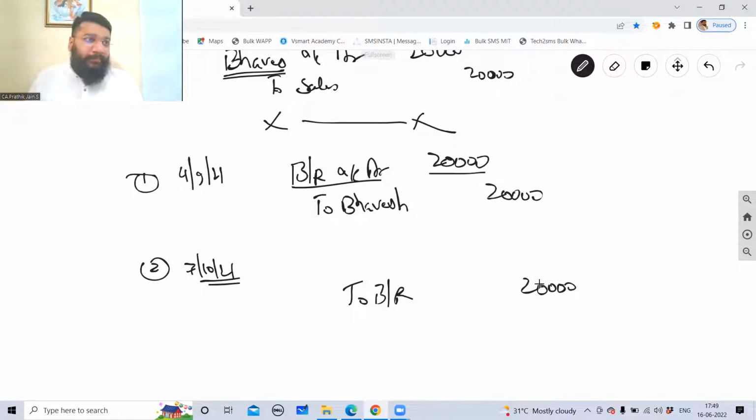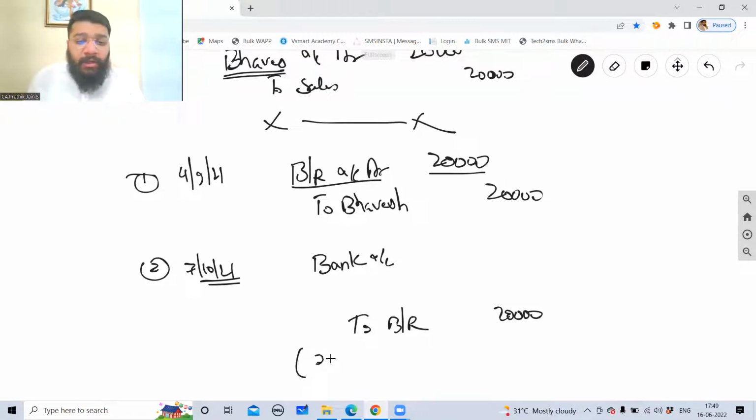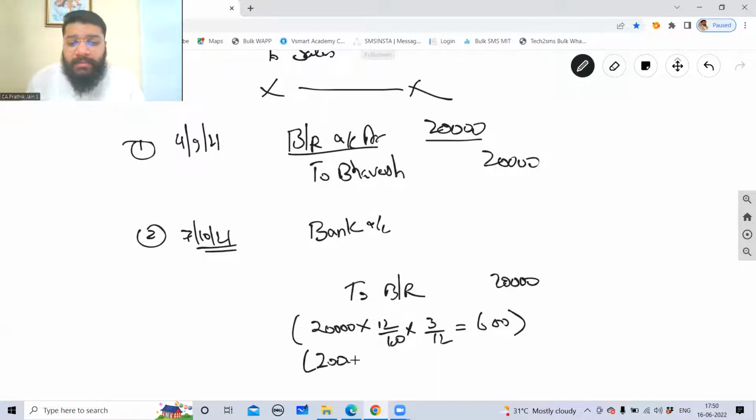What will I debit here? I'm giving the bill to the bank. In return, what am I getting? Money. Bank, are you getting the full money? You will get money after minusing the interest. So how do we calculate interest? 20,000 into 12 by 100 into 3 by 12. So what is the interest value? 600. So from 20,000, you minus 600. How much are you getting from the bank? 19,400. So you're getting 19,400 from the bank.